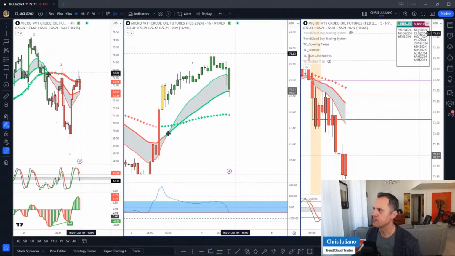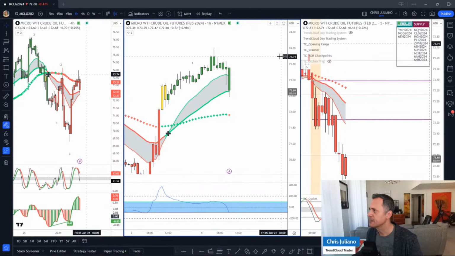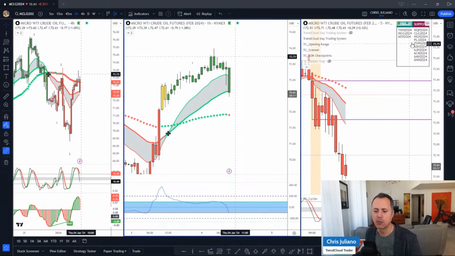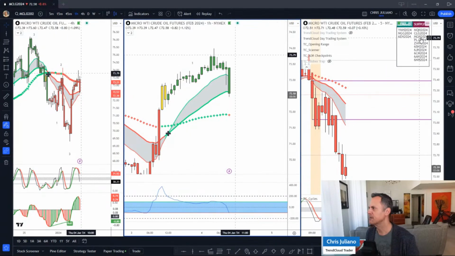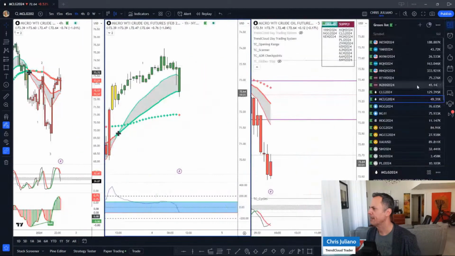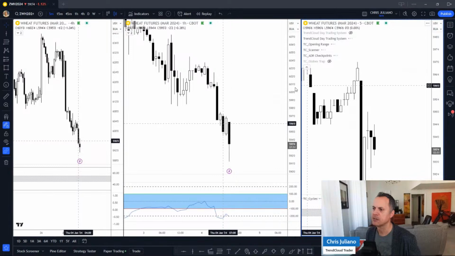So even though crude oil is popping up here in our scanner, you still have to go through your process, right? Because this is still a mathematical equation. It's still working through its process. So you still have to go through your process. So we've got mixed signals here. Let's get over to agriculture, guys. Let's go over to agriculture, and let's take a look at wheat here. Let's take a look at wheat and see if it gave us those trend cloud signals.